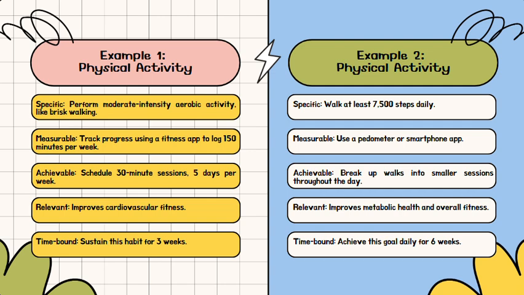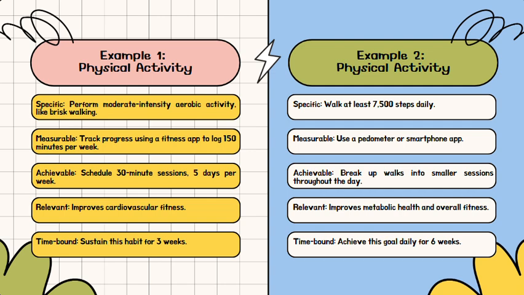Relevant: this also is going to help us improve our cardiovascular fitness. And time-bound: we're going to try and sustain this habit for 3 weeks. So 3 weeks of 5 days per week, 30-minute brisk walking sessions. I think this is something we can give a try. Sometimes setting aside 30 minutes 5 times a week is challenging to fit into our daily schedule. So let's take a look at physical activity example number 2.